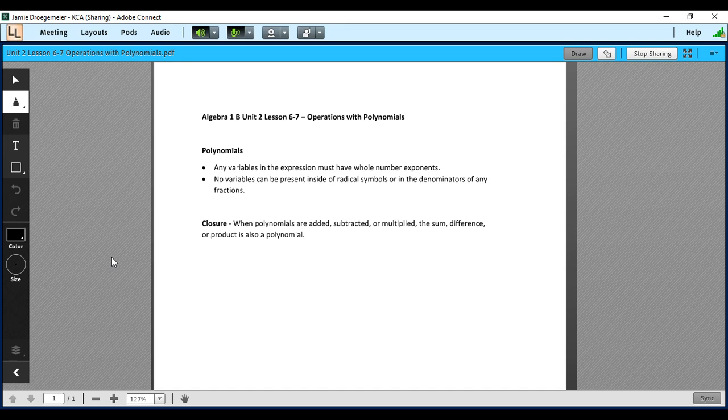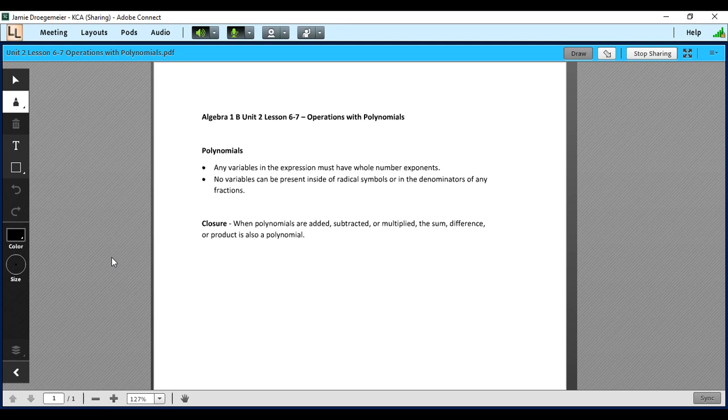Today we're in Unit 2 looking at lessons 6 and 7, which deal with operations with polynomials. And so we've been talking about what a polynomial is, how do we add and subtract, how do we multiply. In this particular lesson, we want to talk about the concept of closure. And we talked about this earlier in the year.